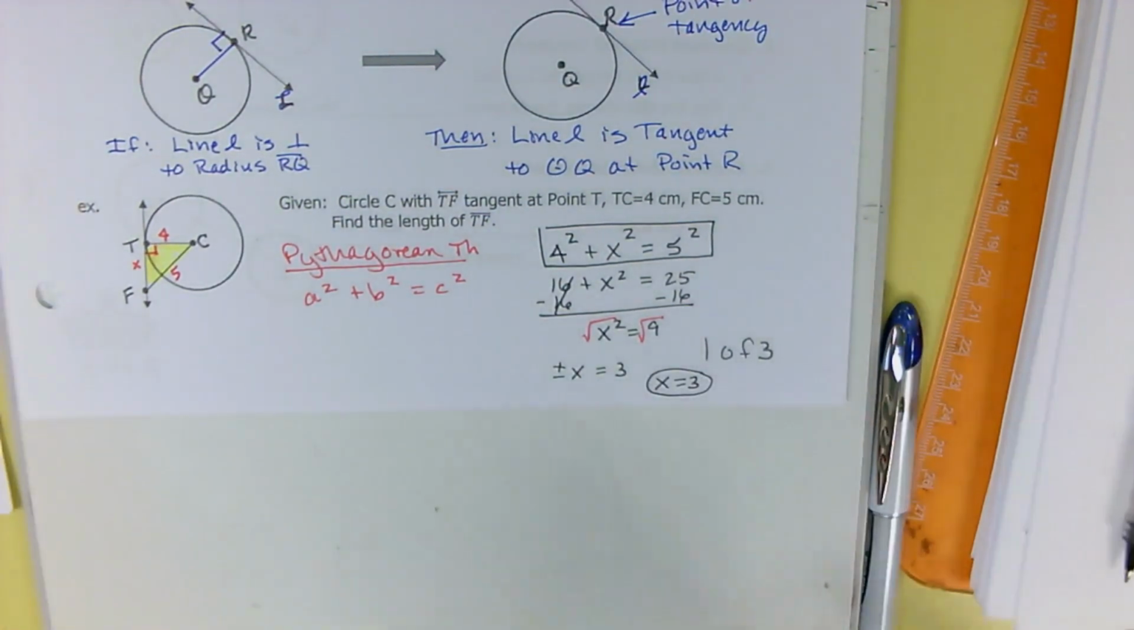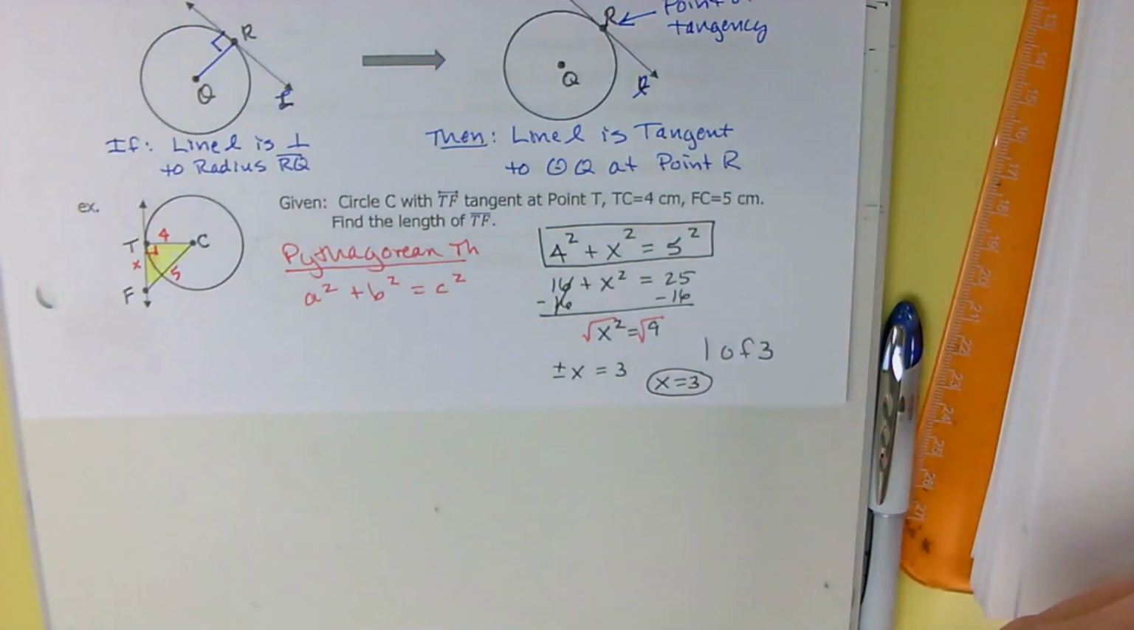So yes, points of tangency come with lots of really cool right triangles and things that you can do the Pythagorean theorem with. All right, flip the page.